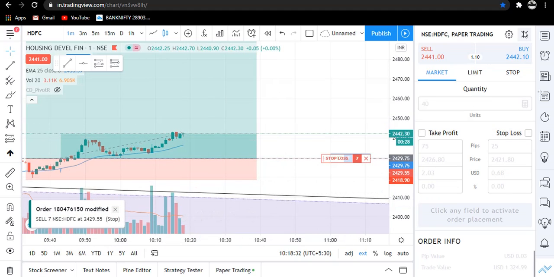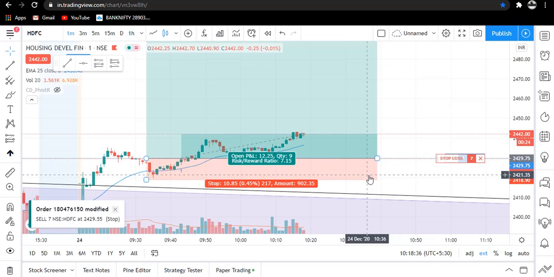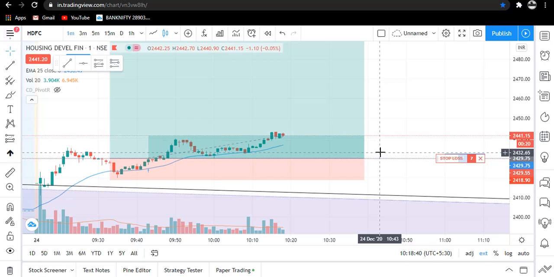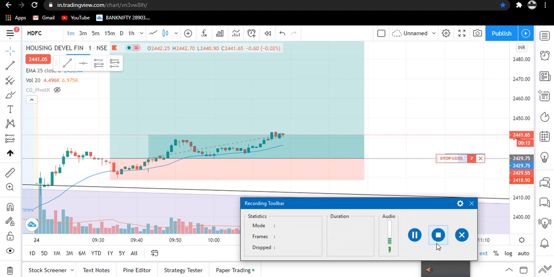Okay, so our stop loss has been trailed to our cost price. So now we have no fear of any kind of loss, and now we are waiting for the price to show some momentum. Okay traders, so I will update you after some time.